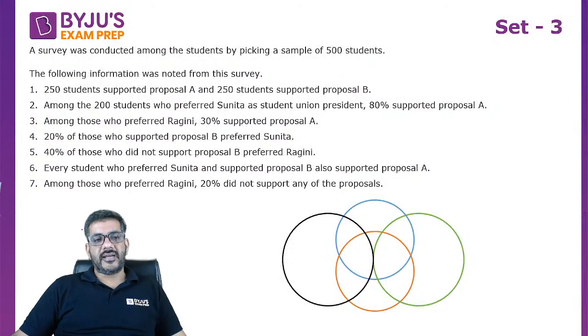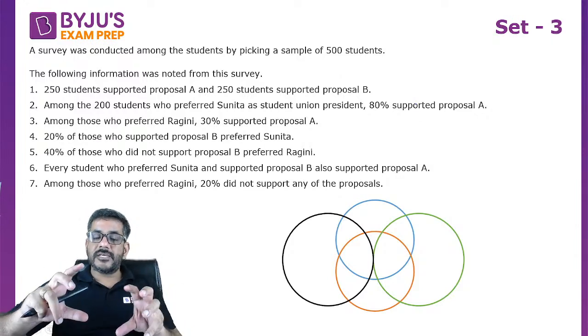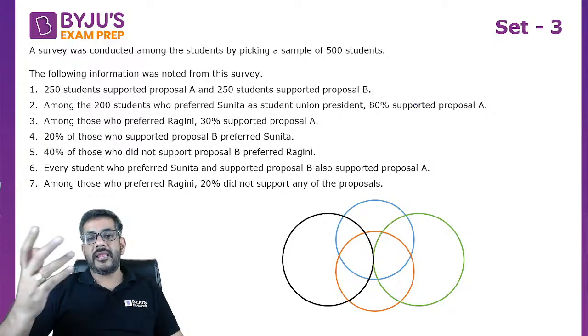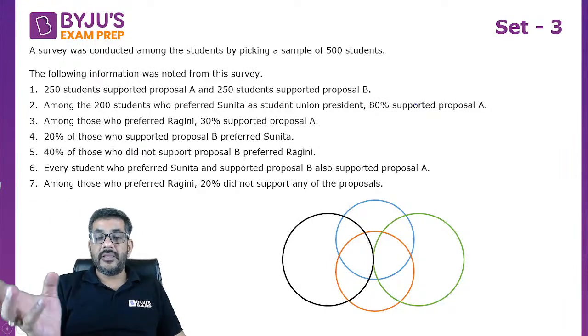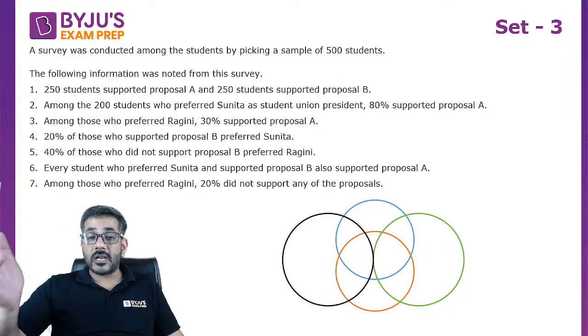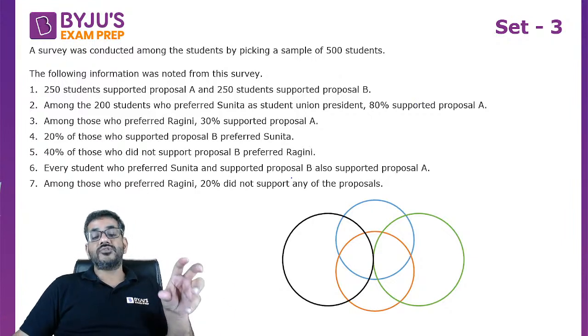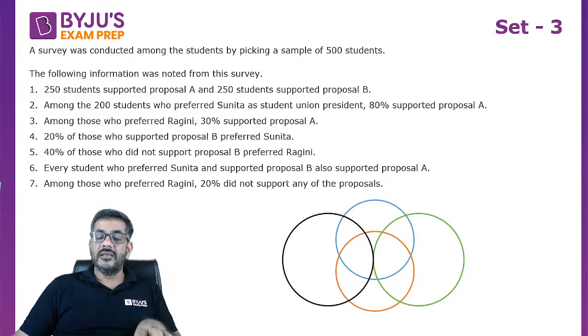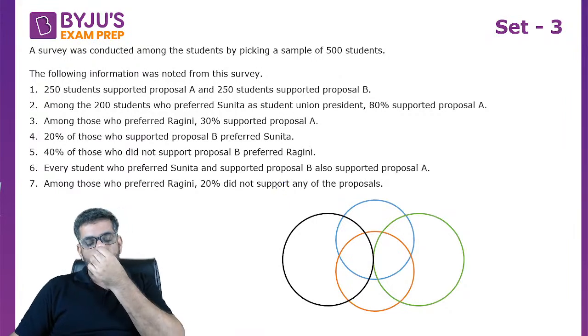Then there is a few more data given to us. 250 students supported proposal A, 250 supported proposal B, 200 students who preferred Sunita, they propose 80% supported proposal A. So there is a mixture of people supporting Sunita and A, Ragini and A, Sunita and B, Ragini and B, Sunita and both, Ragini and both, Sunita and none, Ragini and none. Everyone has to support Sunita or Ragini, but they might be in proposal A or proposal B. They might not be in proposal A or proposal B.